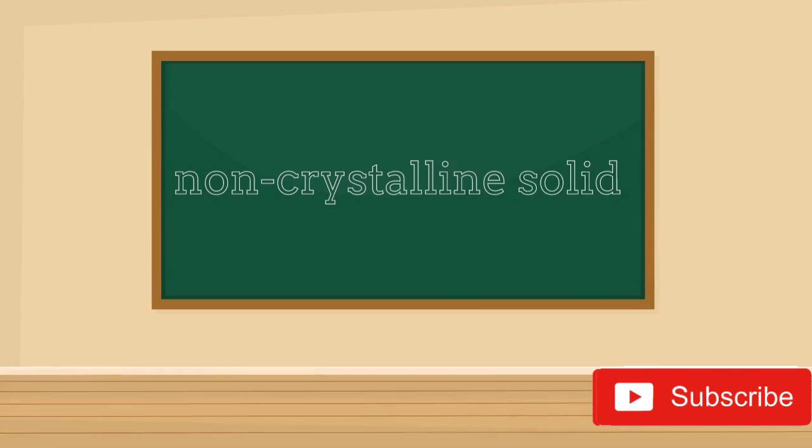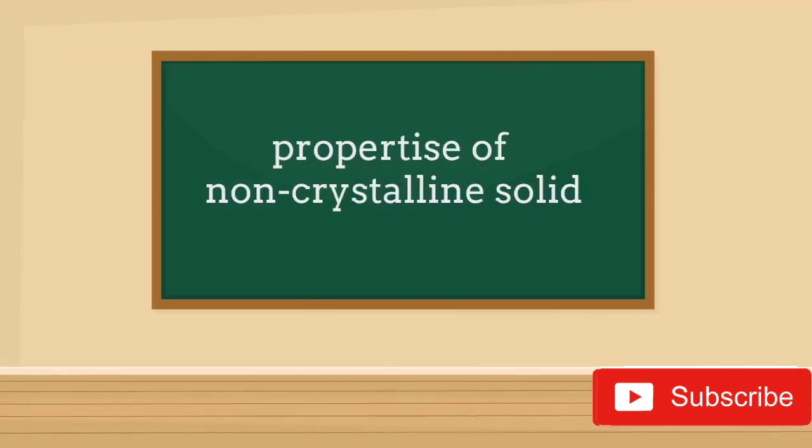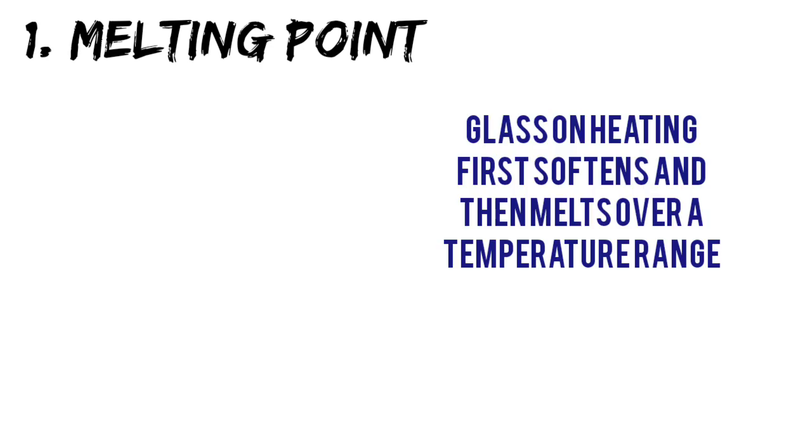Now, let's shift our focus to non-crystalline solids. The solids in which the particles are not arranged in any specific order, or the solids that lack the overall order of a crystal lattice, are called amorphous solids. Properties of non-crystalline solid. First, melting point.